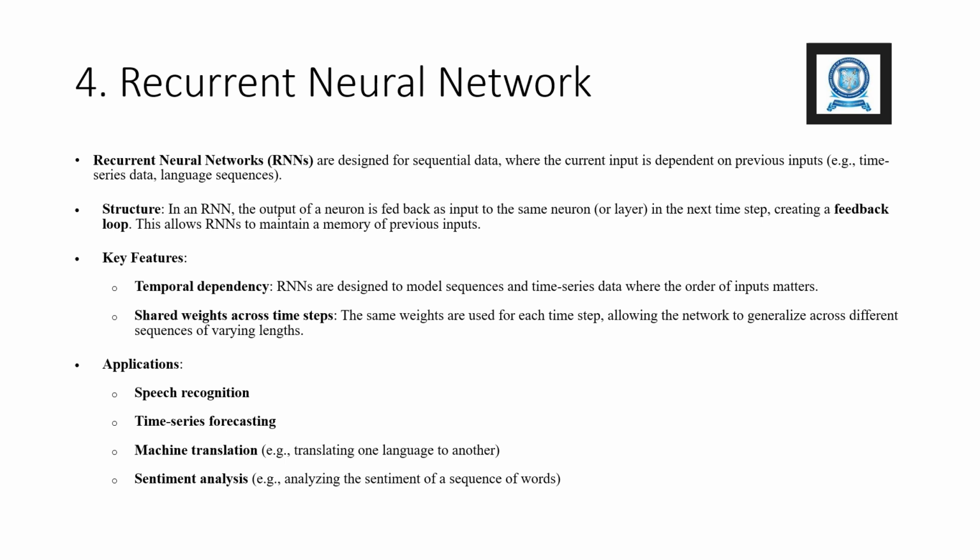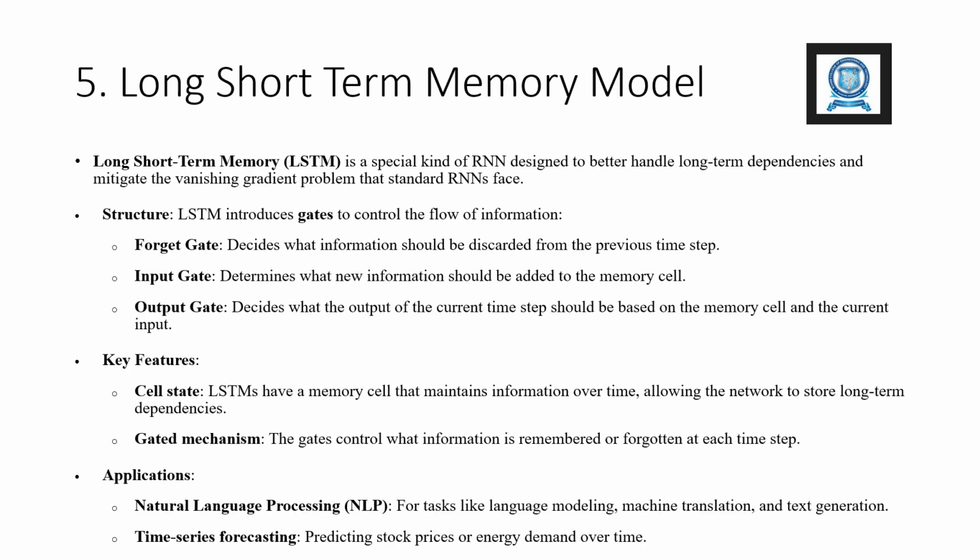This allows RNNs to maintain a memory of previous inputs. Key features: temporal dependency. RNNs are designed to model sequences and time series data where the order of inputs matters. Shared weights across time steps. The same weights are used for each time step, allowing the network to generalize across different sequences of varying lengths. Applications: speech recognition, time series forecasting, machine translation, sentiment analysis.